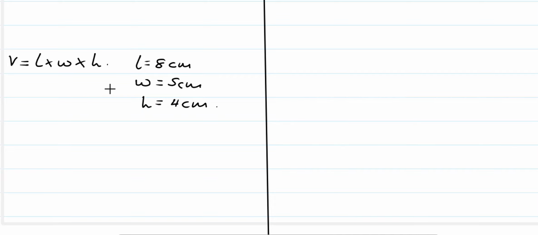Then we are told to find the volume, and we know the volume is given by length multiplied by width multiplied by height. So volume V will be length, which is 8 centimeters, multiplied by width, which is 5 centimeters, multiplied by height, which is 4 centimeters, like that. Then from there, we can take this 8 multiplied by 5, which is 40. 40 multiplied by 4 is 160.